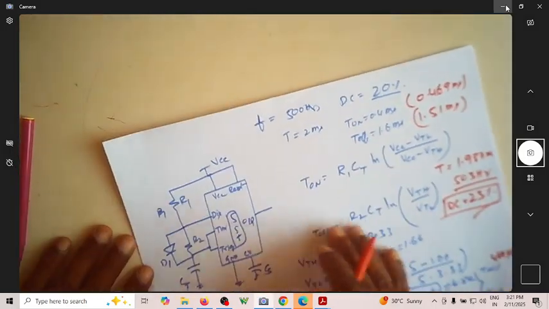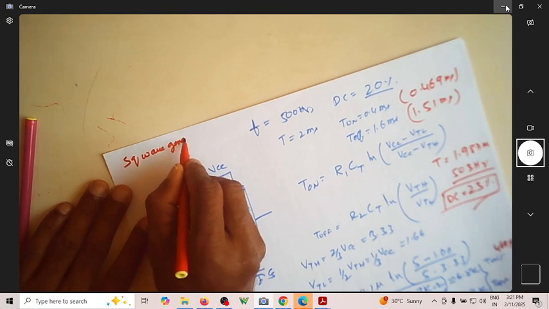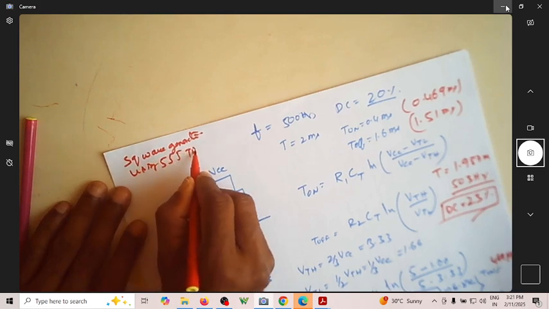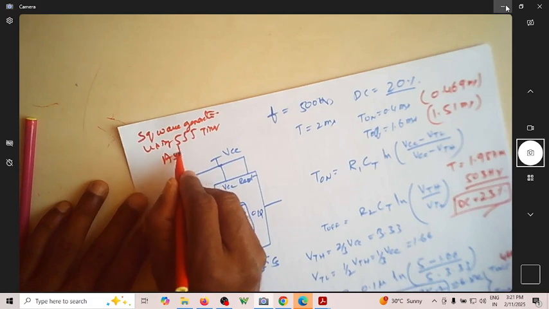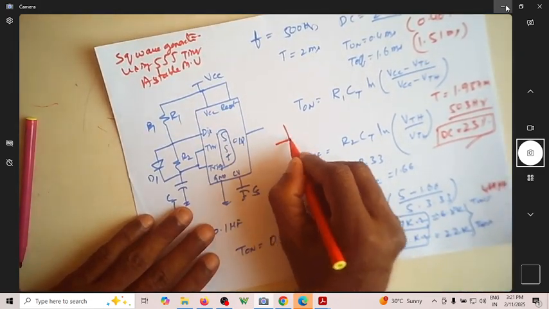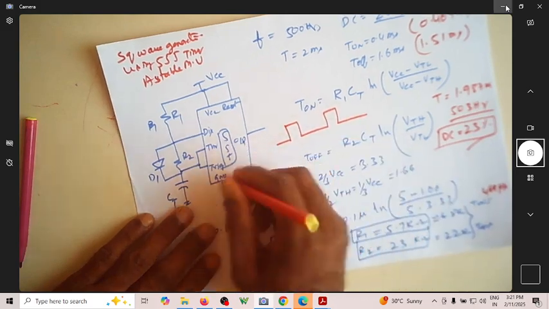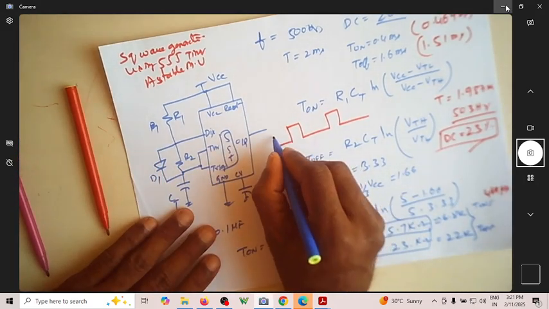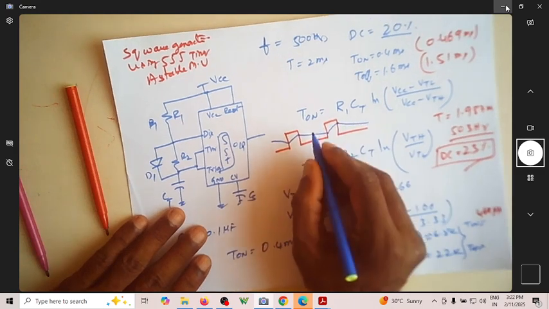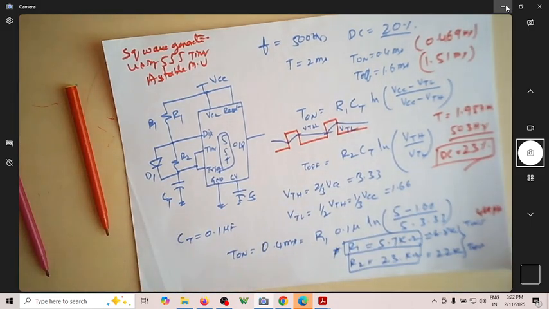So this is square wave generation using 555 timer. This is also an astable multivibrator. If you are asked to plot the waveforms, this is how the waveforms will look. This is your output voltage, and the capacitor charging and discharging will happen like this. This will go from VTH to VTL. So this is VTH, this is VTL. That's it.